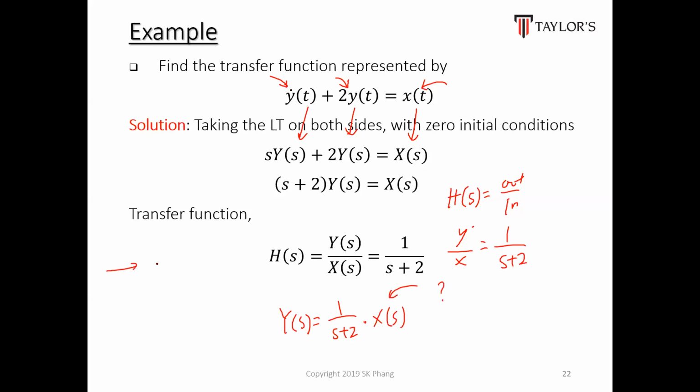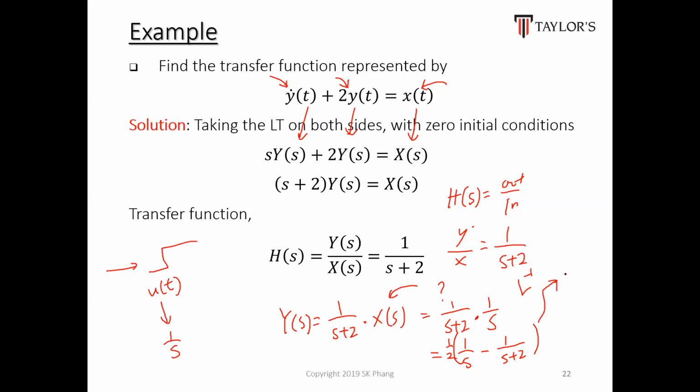Let's say your input to the system is a step input, u(t). In Laplace, it's 1 over s. So this becomes 1 over s plus 2 multiplied by 1 over s. Then you do partial fraction, and it becomes 1 over s minus 1 over s plus 2, divided by 2. Then you do inverse Laplace. After the inverse Laplace, you get half of 1 minus e to the negative 2t. Then you can even plot the output. This output will look something like this, and this is half.